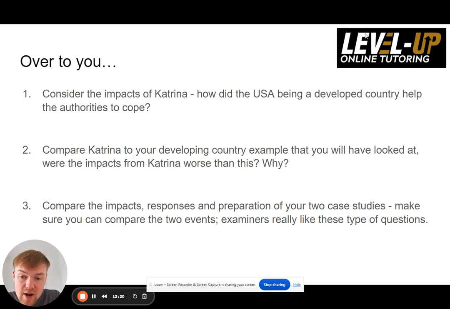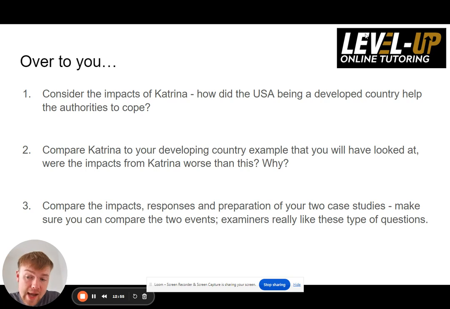So that very much was a little bit of a whistle-stop tour of Hurricane Katrina. There's a couple of things that you can do. Consider the impacts of Hurricane Katrina. How did the USA, being a developed country, help the authorities to cope? Not saying that the responses, as we've seen on the previous slide, were necessarily perfect, but development certainly would have helped and supported the USA and some of those key states and cities to be able to cope with the impacts of Katrina much better than perhaps another example that you've looked at.